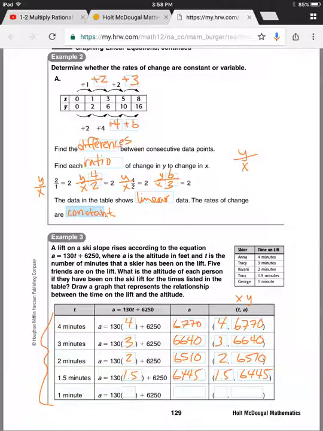6,445. And the last one is 1 minute. So if we've been on for 1 minute, 130 times 1 plus 6,250 is 6,380. So when the time has been 1 minute, the altitude is 6,380. So what this tells us is this is the time on the lift. This is the altitude at which we are, or how high on the lift we are at that point. The more time you're on the lift, the higher the altitude on the mountain you're going to get.